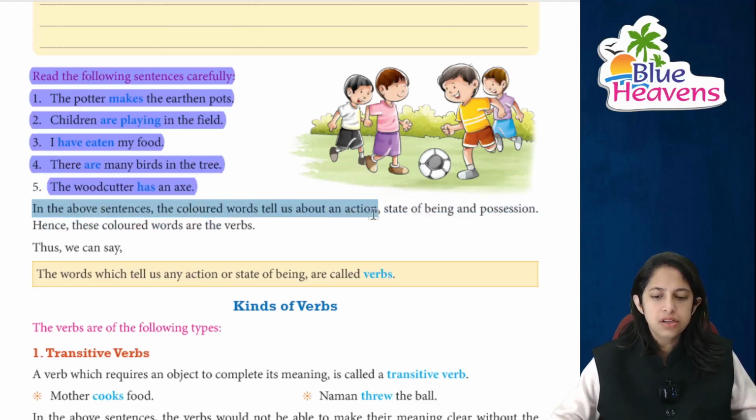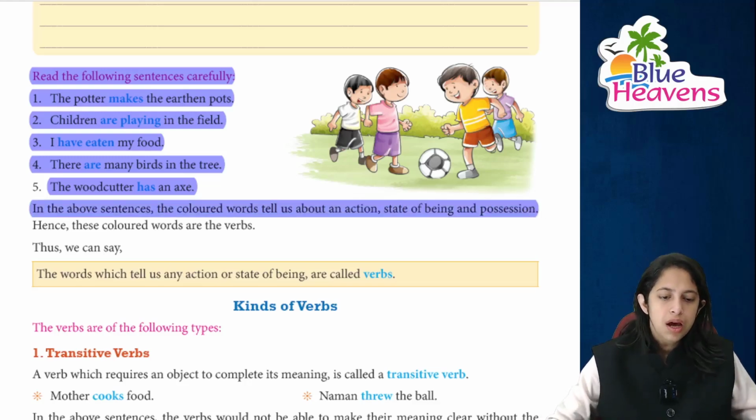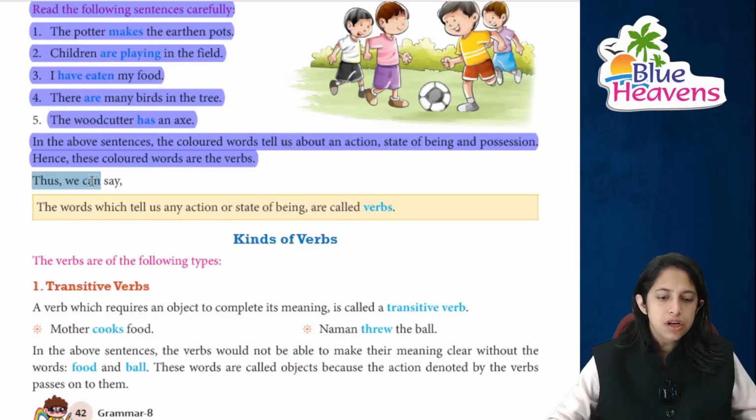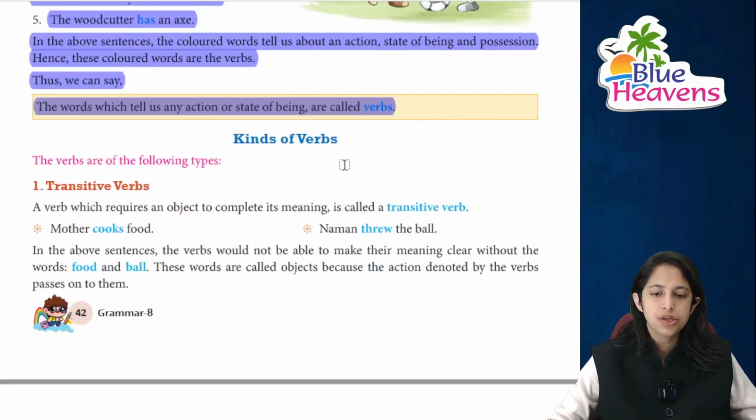In the above sentences जो colored word है basically tells us the action or you can say state of being and of course the possession. और hence ये जो colored words हैं इनको हम क्या बोलते हैं verbs, right? So thus we can say the words which tell us action or you can say state of being is known as verb. That is action doing words are known as verb.